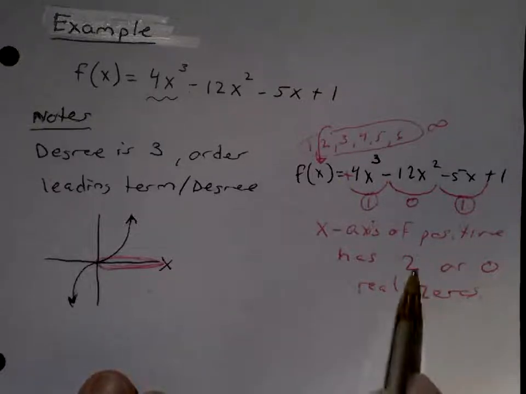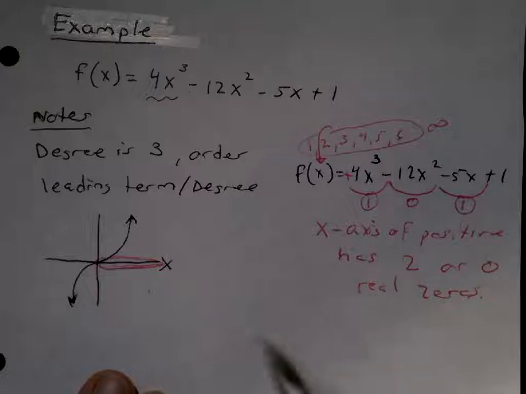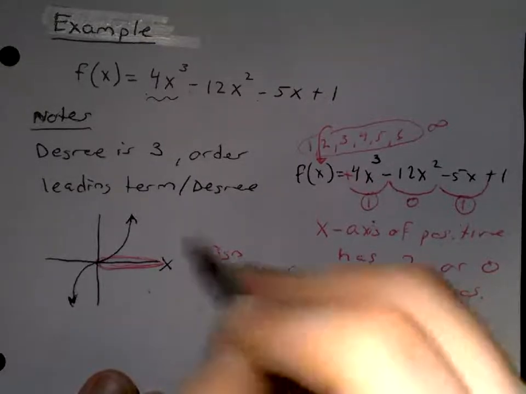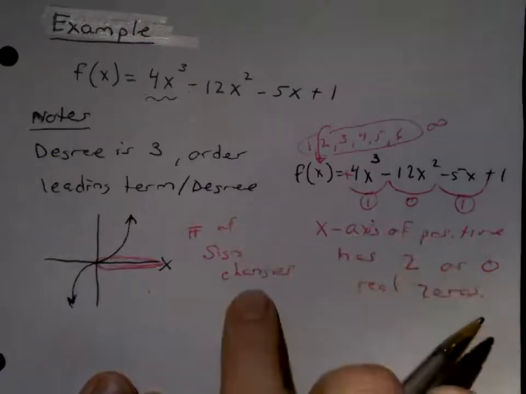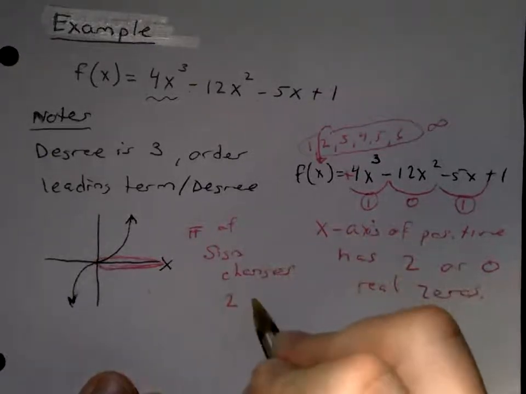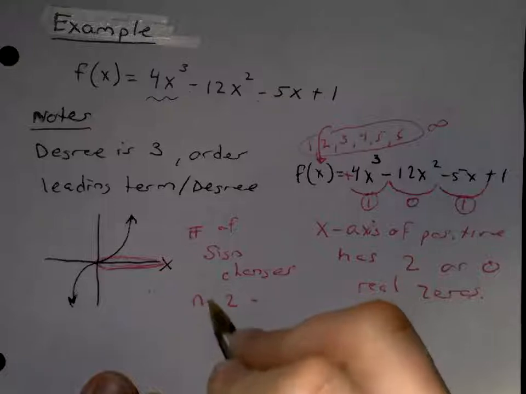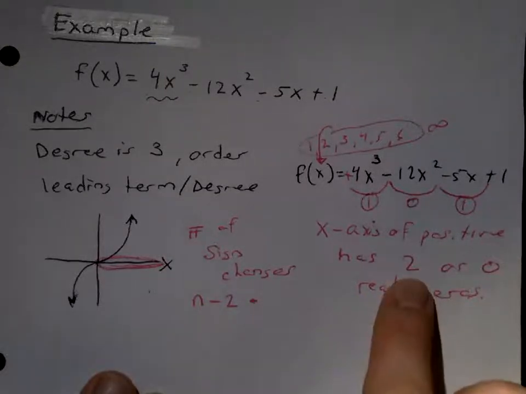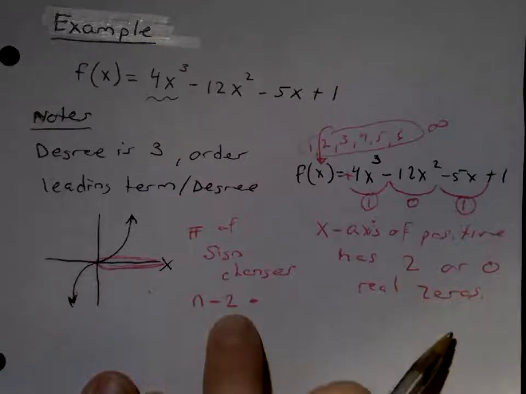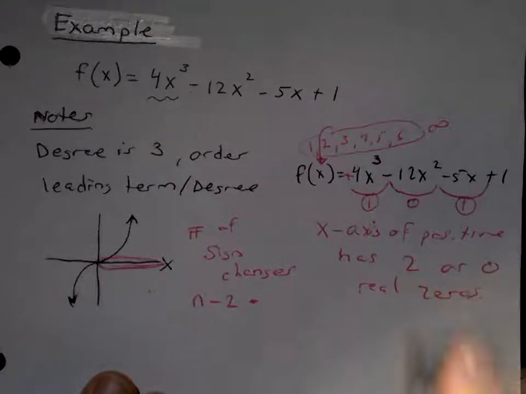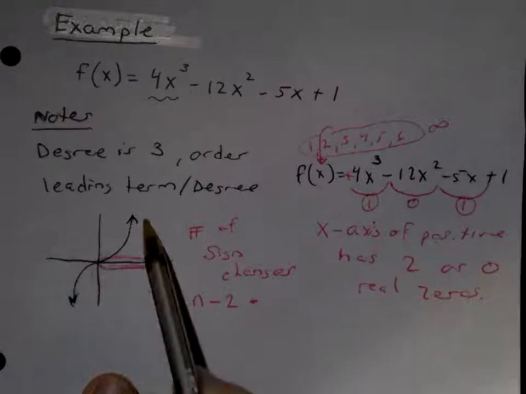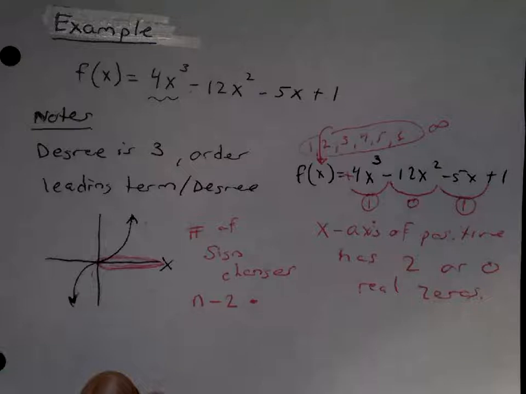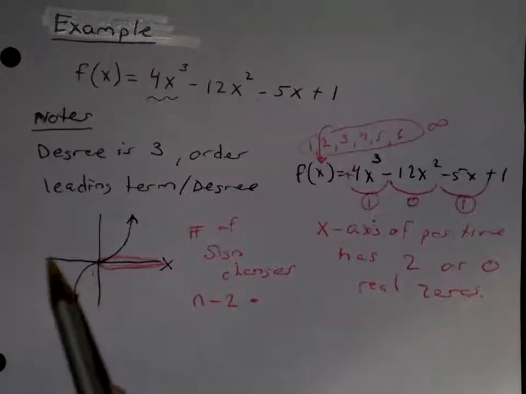And remember how we're going to do this? We always take the number of sign changes, and we're going to go n minus 2. N minus 2. So for this one it has 2, and then we're going to subtract 2 from that, or 0. So it can intersect twice, or it can have no intersections on the positive axis. Okay, so what about this other axis?